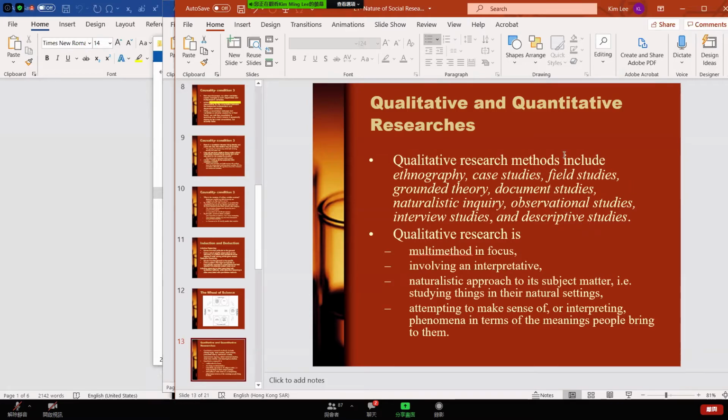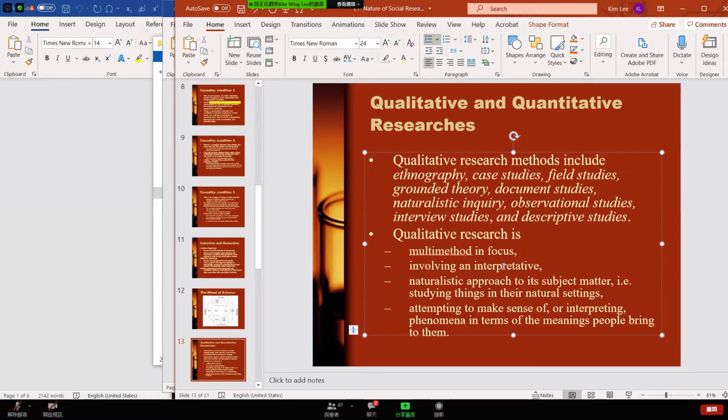And qualitative research is actually multi-method in focus. That means in doing your qualitative research, you always employ many of them, not just one of them. And also involve interpretation. What is interpretation? That means when you interview someone and your informant gives you some answer, you need to interpret their answers. Okay?